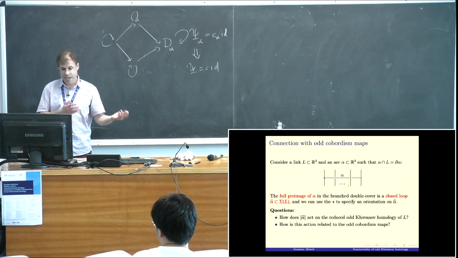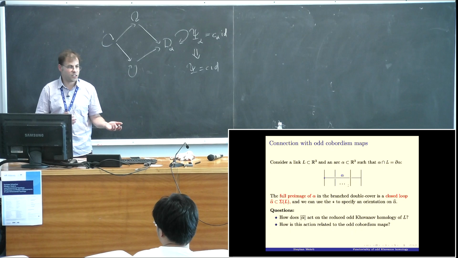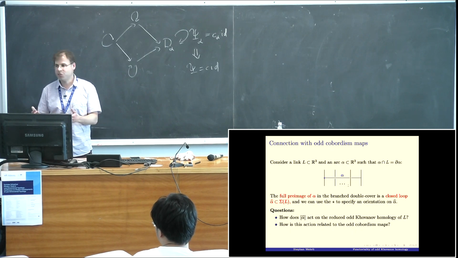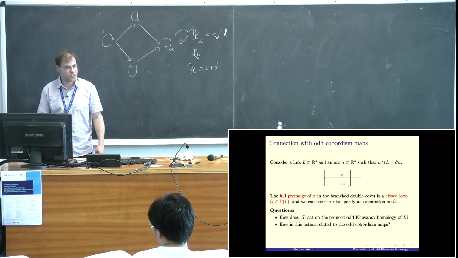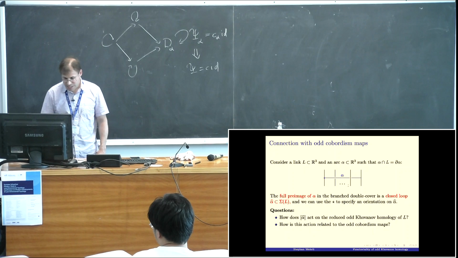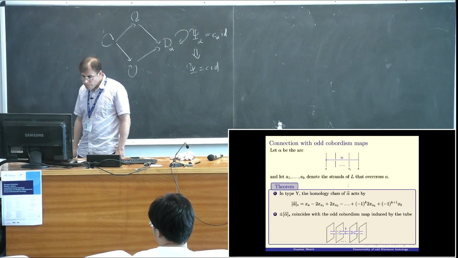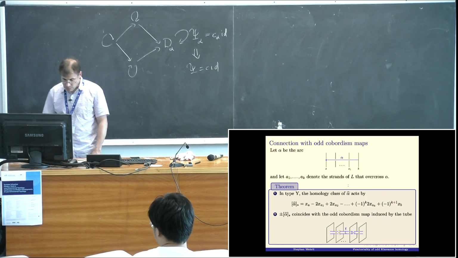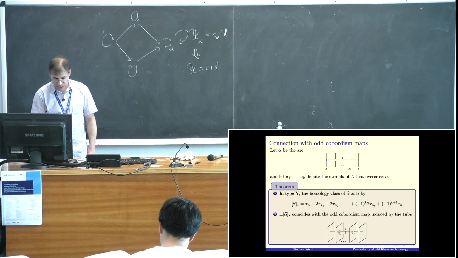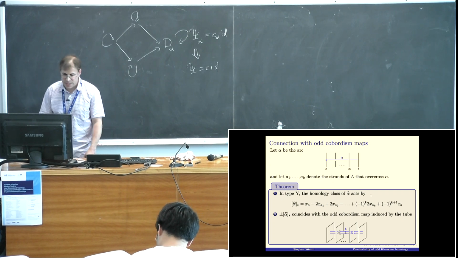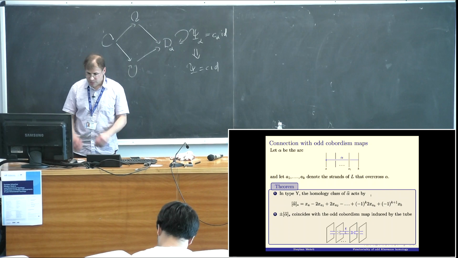We can then ask, how does this homology class act on odd Khovanov homology? And is this action related to cobordism maps? And we can answer this question explicitly. So firstly, we have an explicit formula for the action of this homology class in terms of dot chain maps. Maybe I don't want to go into detail, but say a bit more.